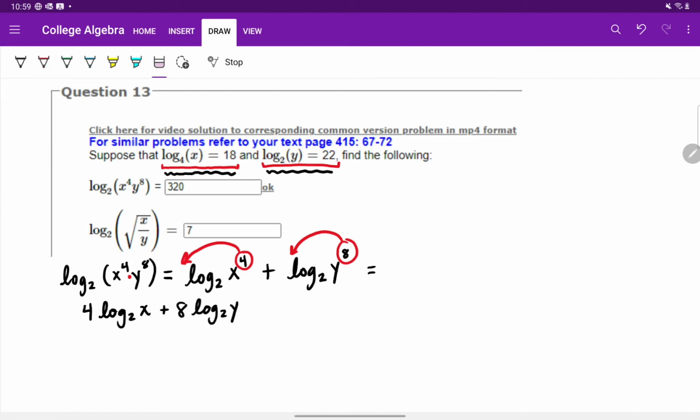Now, here is where the other information comes in. We know that log base 2 of y equals 22. So this log base 2 of y can just become 22.